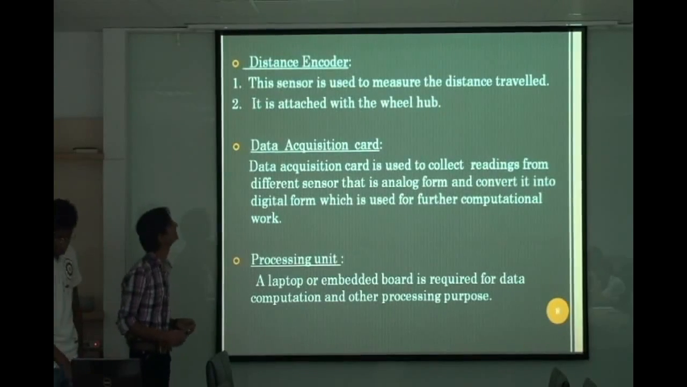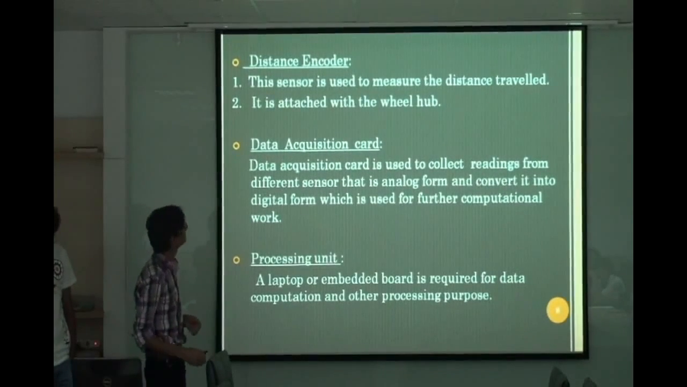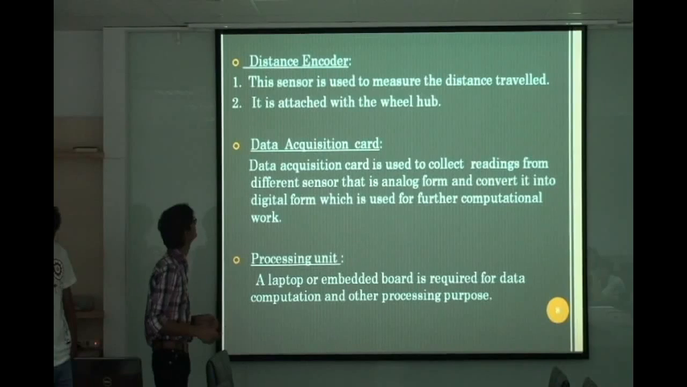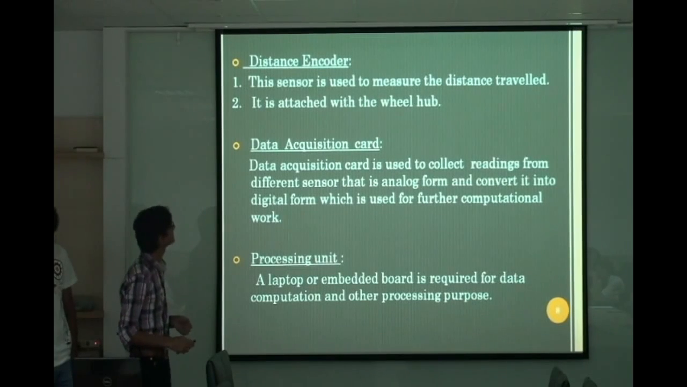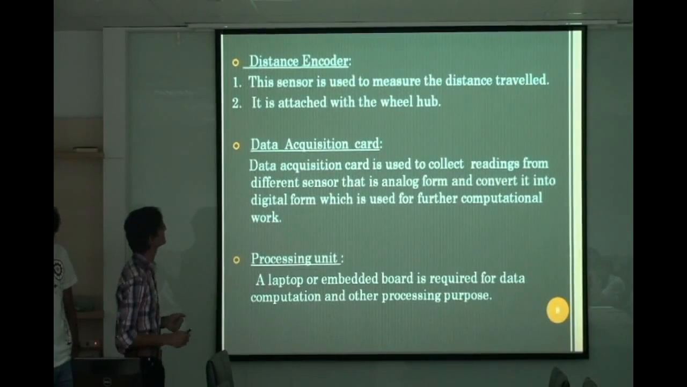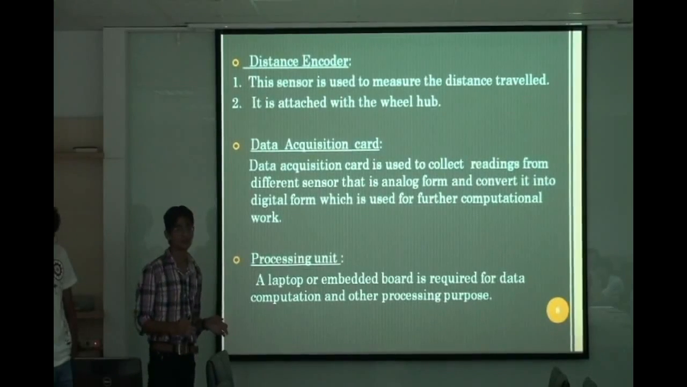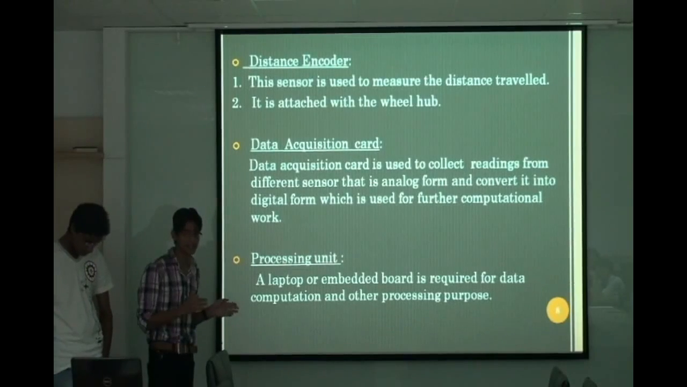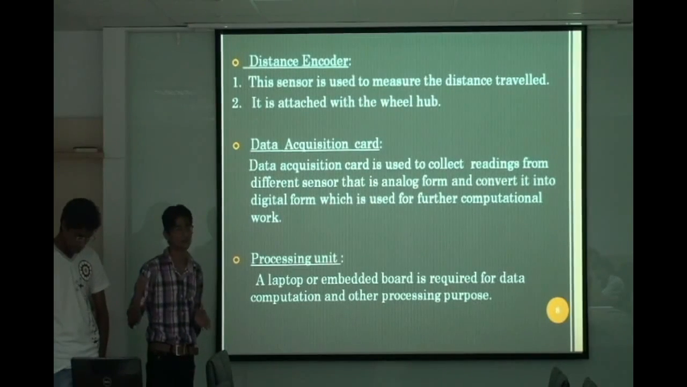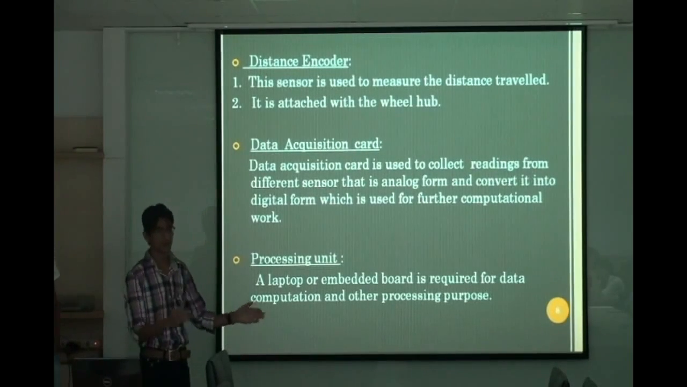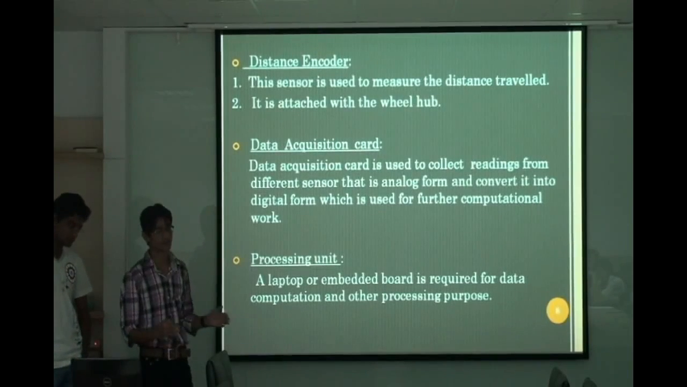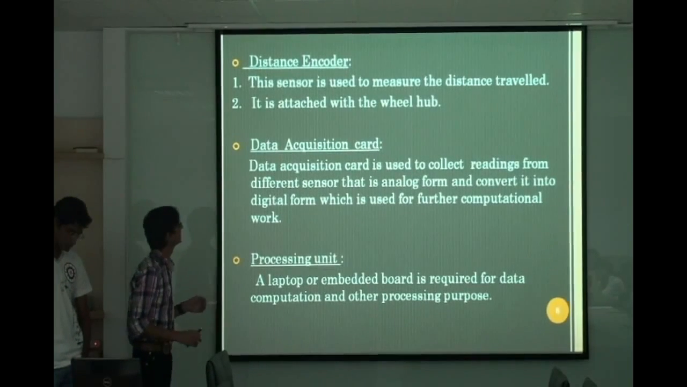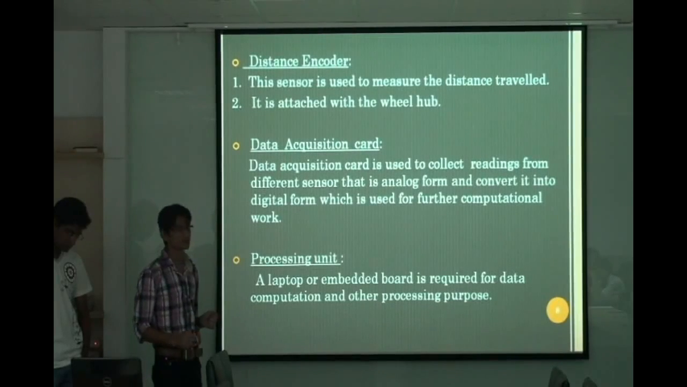So going further, the third instrument which we can use is the distance encoder. This is used to measure the distance traveled. This is the instrument which is used for measuring how much segment we have traveled for our project. So it basically gives the total longitudinal distance which we are taking into consideration to get the results. And the fourth instrument is the data acquisition card.